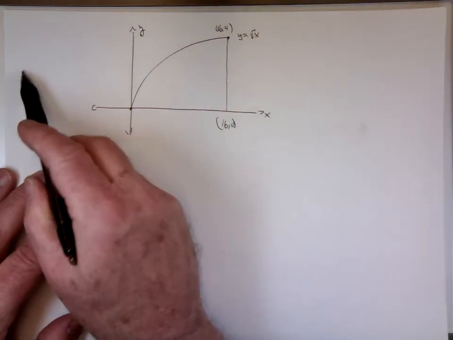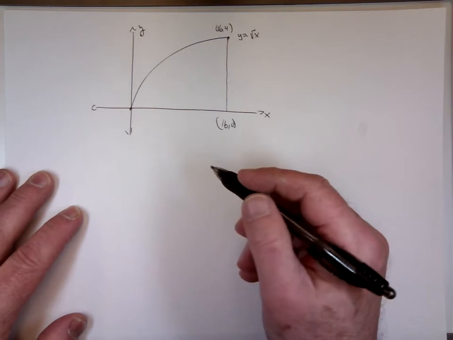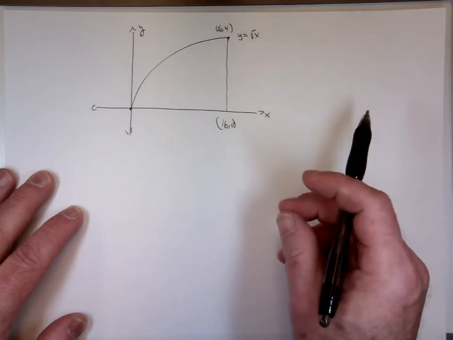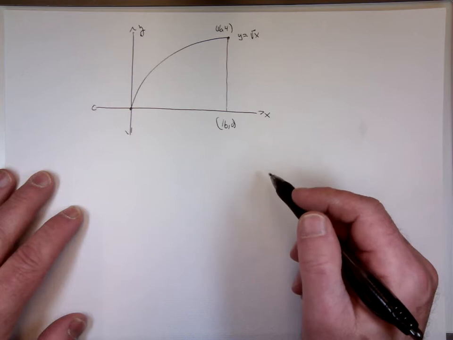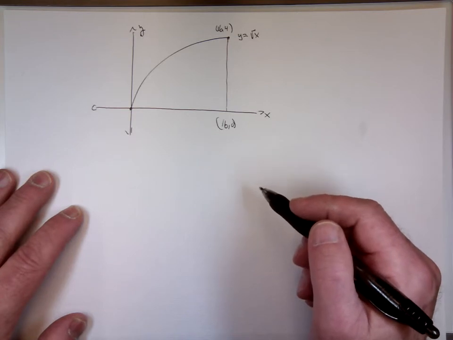And we do want to use shells. Does it say use shells? Say exactly what it says. Use the shell method to set up and evaluate the integral that gives the volume of the solid generated by the revolution. Okay, about the y-axis, so let's do it.